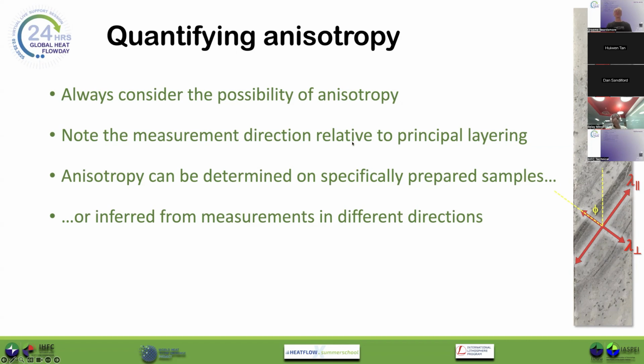Note the measurement direction, and if we were measuring this core, we would almost always measure thermal conductivity along the core axis, which cuts across the foliation at an angle of roughly 45 degrees in this example. So simply even making a note of the measurement direction relative to the foliation can be useful to interpret the results later on. If we really do want to fully characterize anisotropy, then that can be done, but samples need to be prepared in particular ways in order to do that.